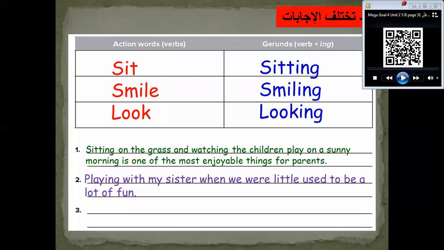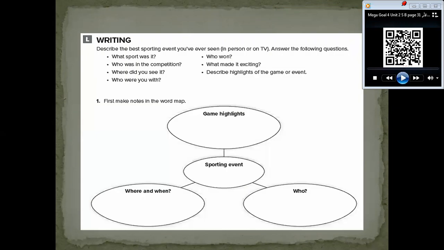The last thing I gave you as homework is page number 18. It's related to writing. Exercise L, writing. Describe the best sporting event you've ever seen in person or on TV. Answer the following questions. These are some questions related to this topic. He wants us to answer them and use our answers or our sentences to write a paragraph related to this topic.